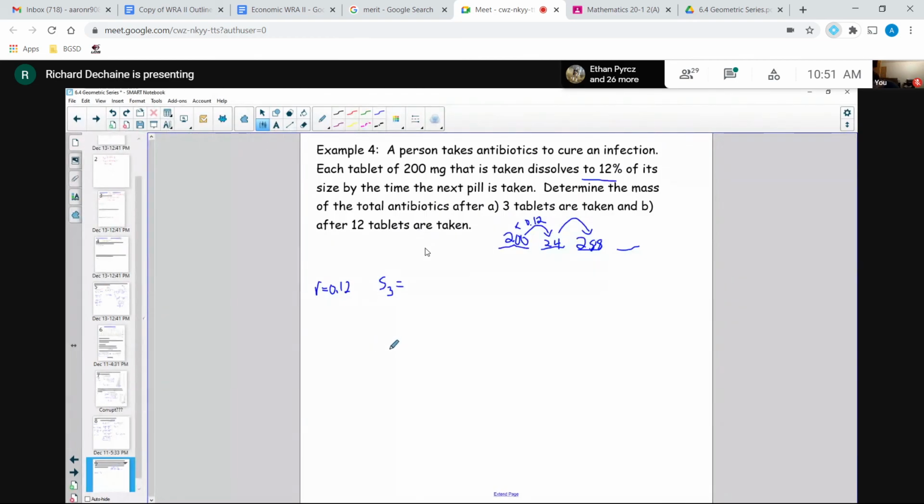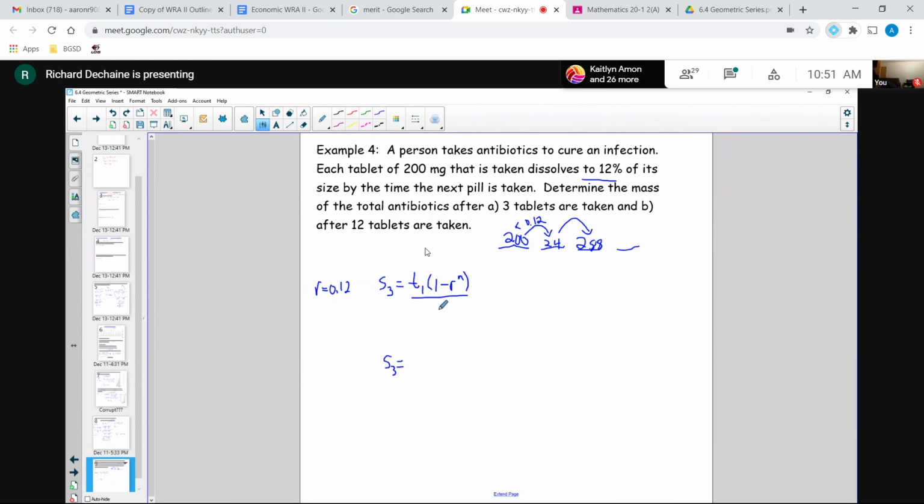Caitlin, I'm going to ask you for your answer once you solve for S3. I'm going to be completely honest, I have no idea what I'm doing here. The formula is just not comprehending. My brain's not comprehending the formula.